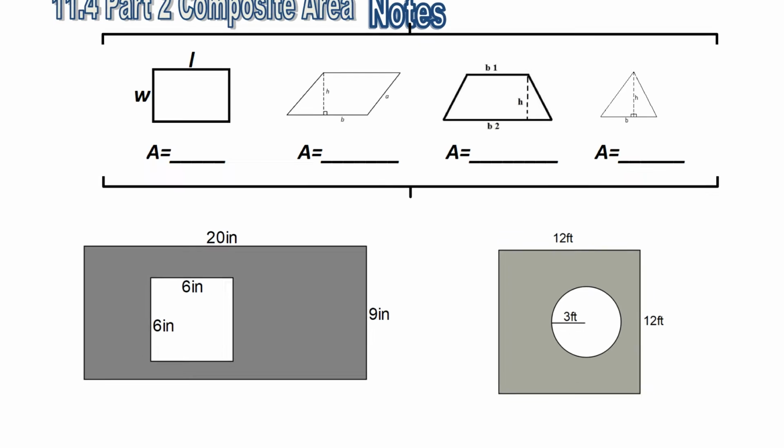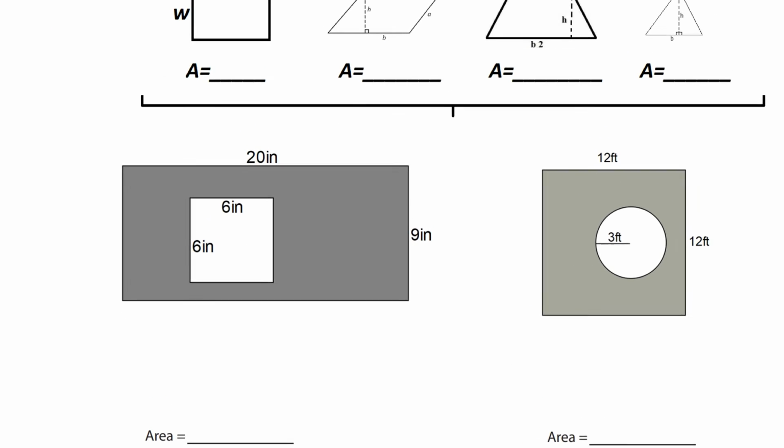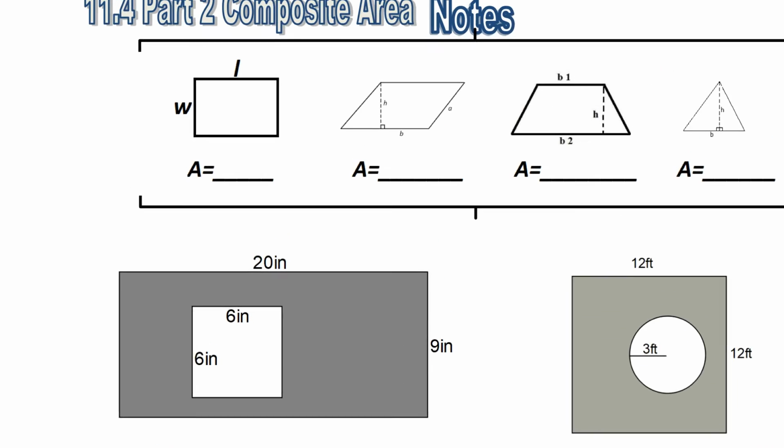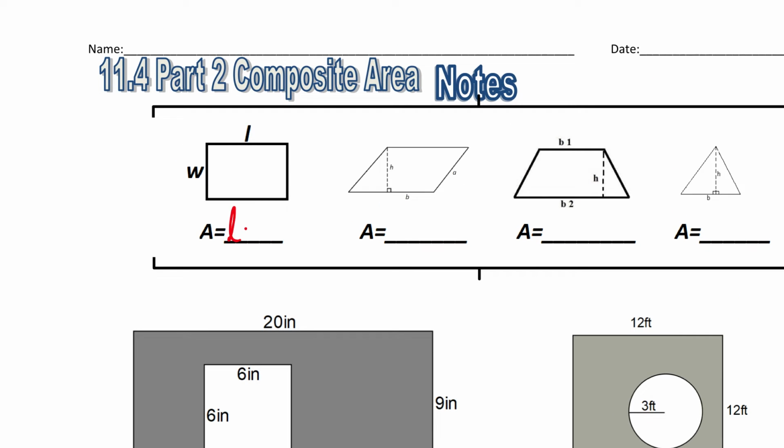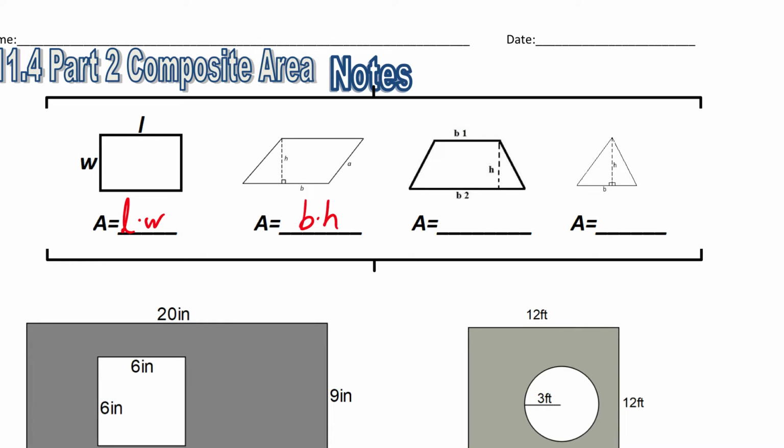Okay, so today what we're going to be talking about is how do you find the area of composite shapes like this. Now again, I'm just going to do this real quick. Rectangles, length times width. Parallelograms, base times height. Trapezoid, base 1 plus base 2 times height divided by 2. And triangle, base times height divided by 2.